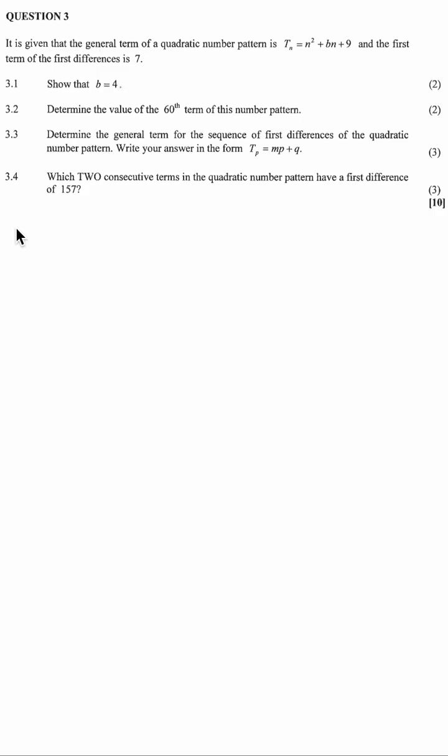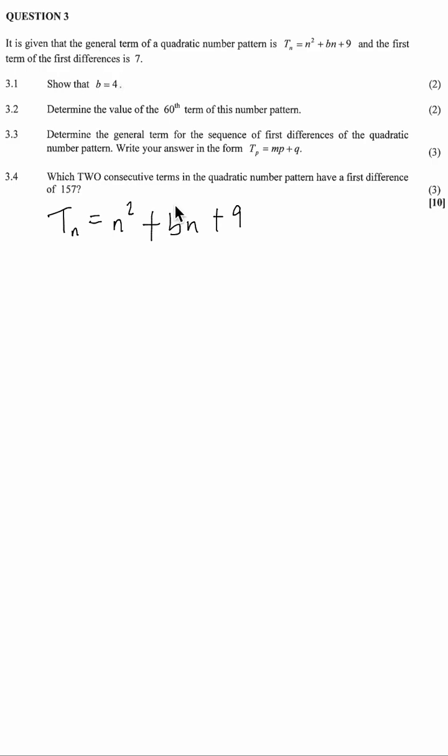This is another series or sequence or number pattern question. It is given that the general term of a quadratic number pattern is Tn. So we have Tn is equal to n squared plus bn plus 9.